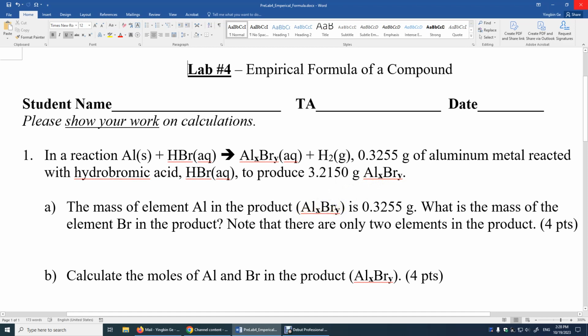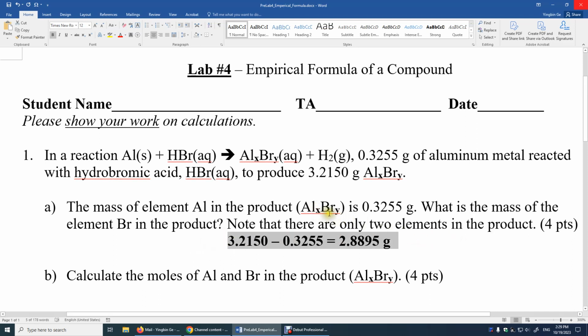This is aluminum bromide. There are only two elements. And since we know the mass of element aluminum is this much, the mass of element bromine is simply the total mass minus the mass of aluminum. So what we should do is simply do this: 3.2150 minus 0.3255, and we get 2.8895 grams. Make sure you have the unit here.